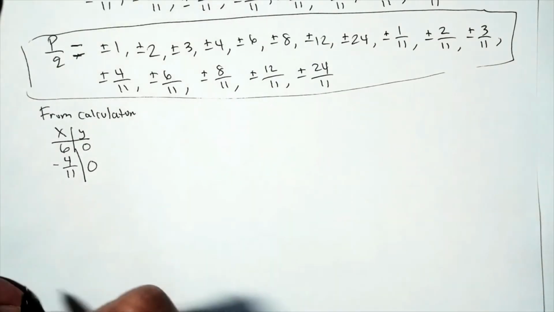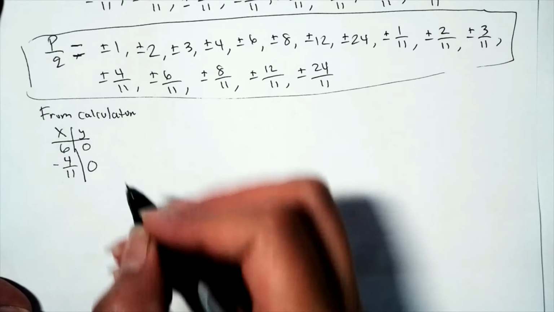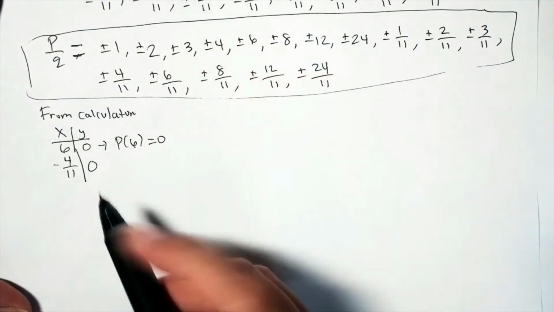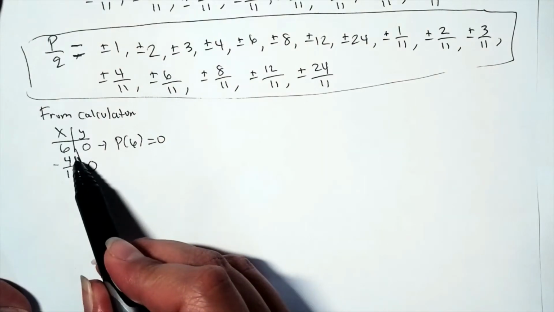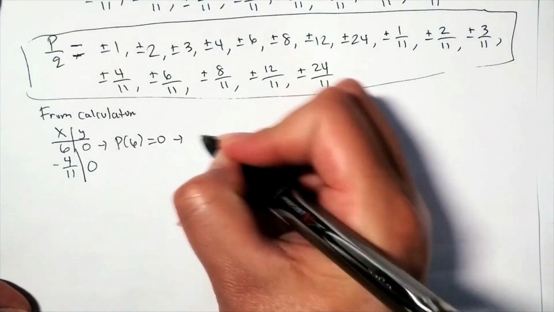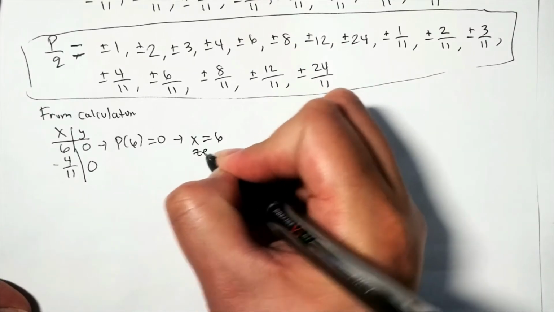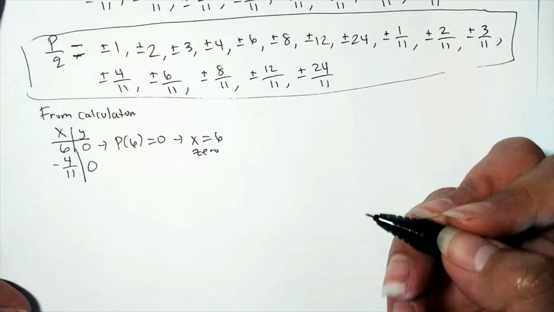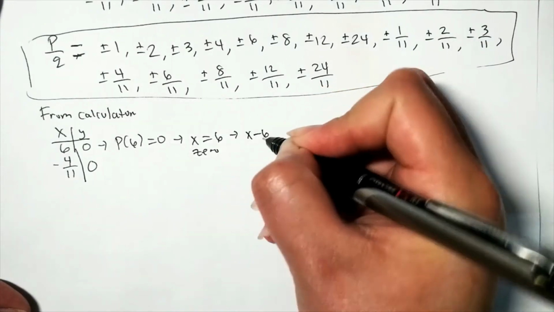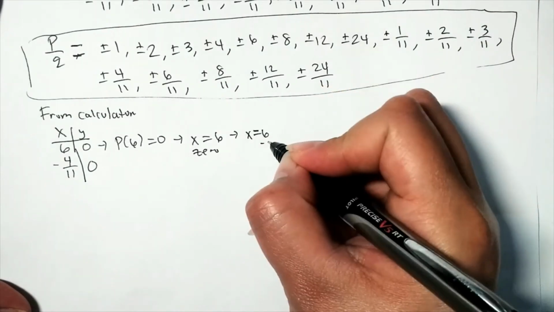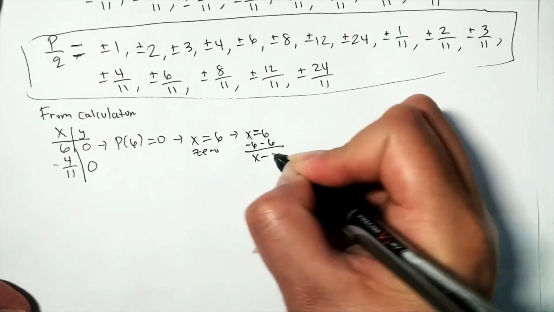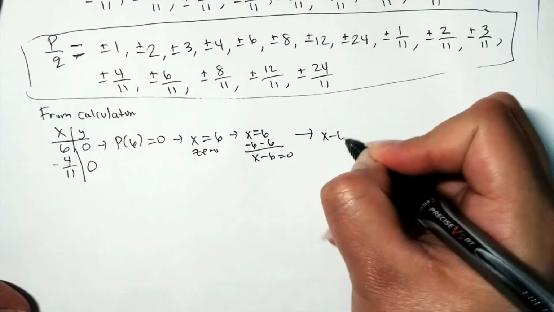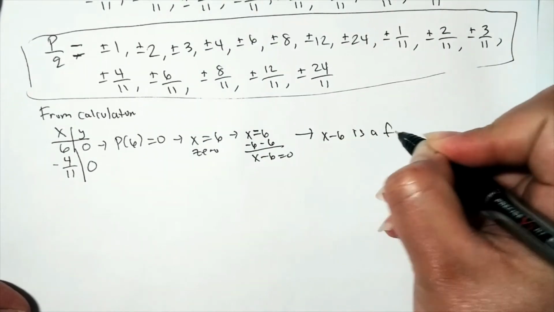Okay, so from our work, let me write it down. We have that p of 6 equals 0. When we evaluate the function at 6, that gives us a 0. So we want to tell the world that 6 is a zero. Now, if 6 is a zero, then x minus 6 should be a factor. Why? Because if we put x equals 6 and subtract 6 from both sides, that gives us x minus 6. So if 6 is a zero, then x minus 6 is a factor of the polynomial.